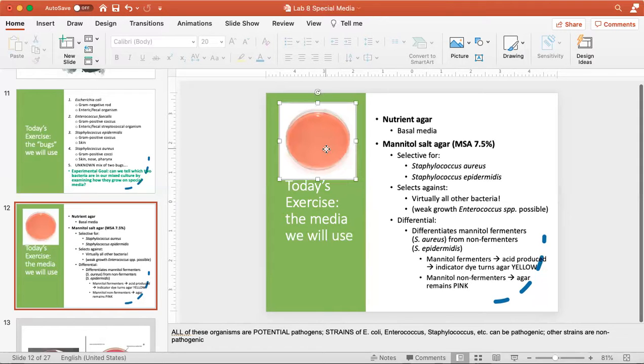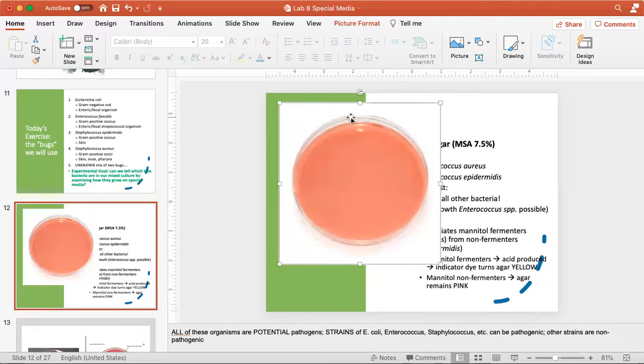MSA starts off as this sort of a pinkish red color. This is what an MSA plate looks like when it starts off. So it's ordinarily this pinkish color. It's not a deep red like blood agar is. It's more of a pinkish red. Staph aureus can grow on this stuff because it doesn't mind that high salt concentration. When it grows, it's going to ferment the mannitol that's in this media. It's going to make an acidic byproduct. It's going to lower the pH of the media, and the media is going to turn yellow.